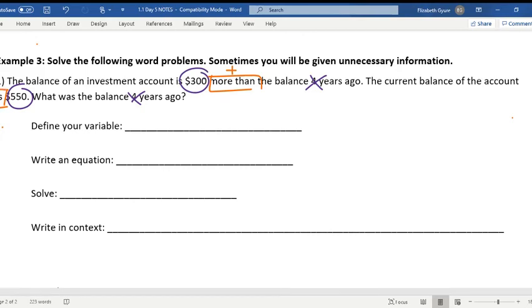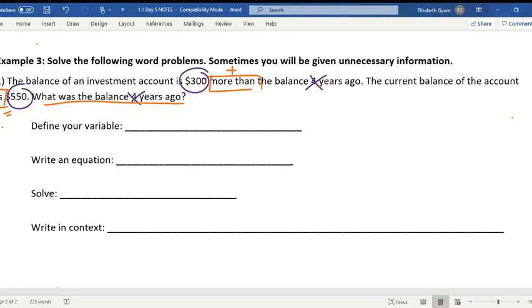So it is 550. That means it's going to equal 550. So let's define our variable. Well, in order to define our variable, we got to know what we're being asked, right? What question is being posed to us? What are we being asked? What was the balance? We need to know the balance. What would maybe be a good letter to pick for balance? B. You could put B for balance.